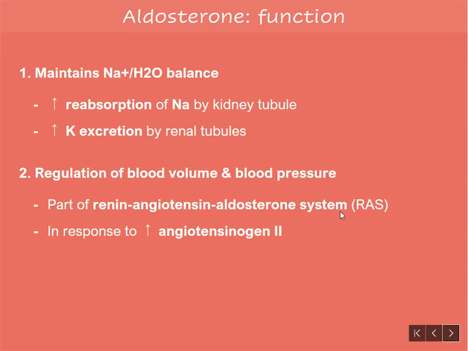So how does a hormone, or how does anything, inhibit or reduce the excretion of something? Obviously it needs to target the kidneys, because the kidneys control excretion. So the target of aldosterone is the kidney tubules. And basically, in maintaining the sodium-water balance, aldosterone stimulates increased reabsorption of sodium by the kidney tubules.